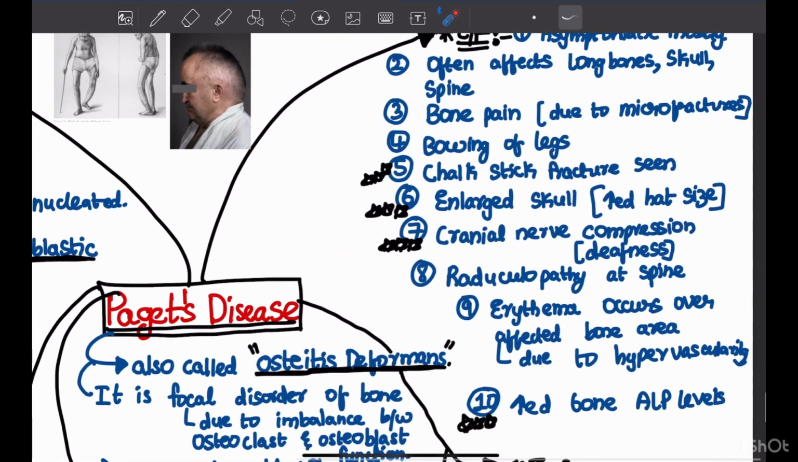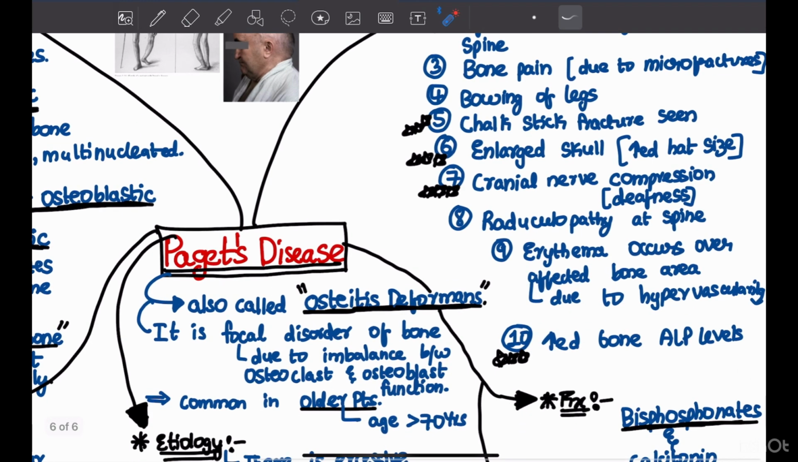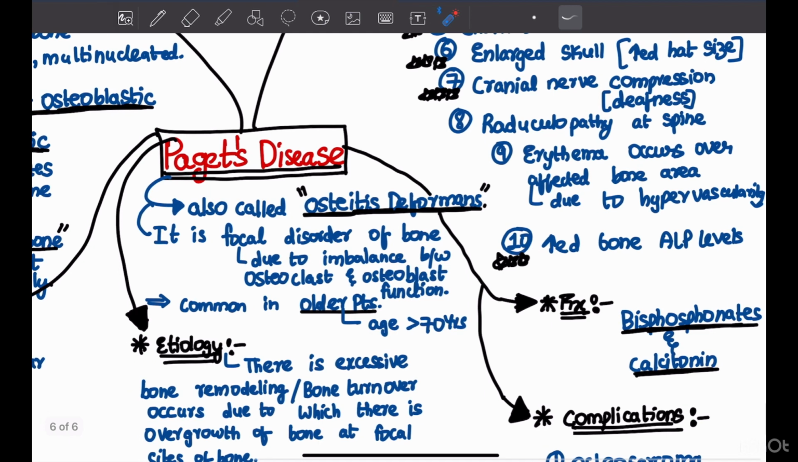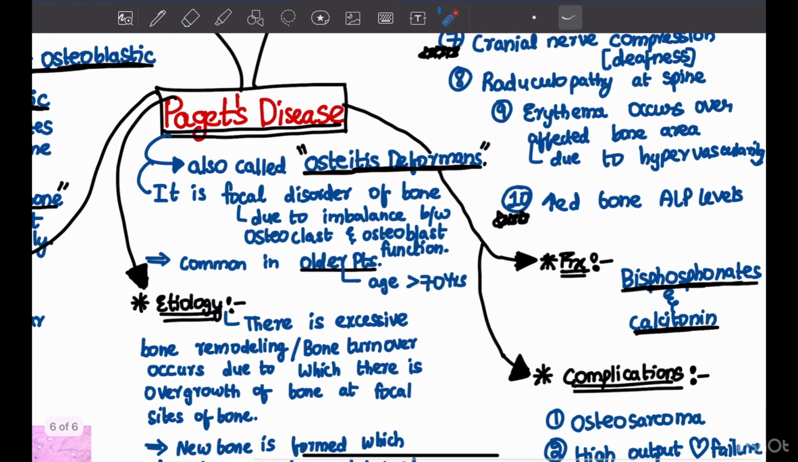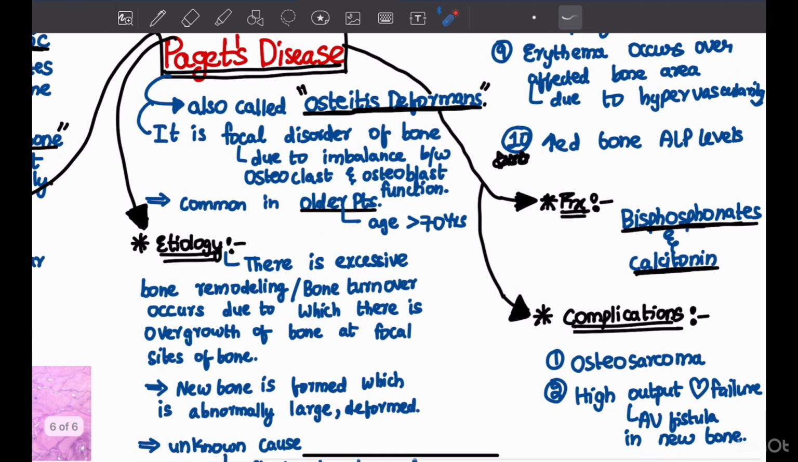So the key clinical features you have to remember for exams are mainly these points: chalk stick fracture, enlarged skull, cranial nerve compression leading to deafness, and increased bone ALP levels. This is the main thing. Okay, main findings. Let's come to the treatment part. Bisphosphonates and calcitonin are given. Simple treatment.